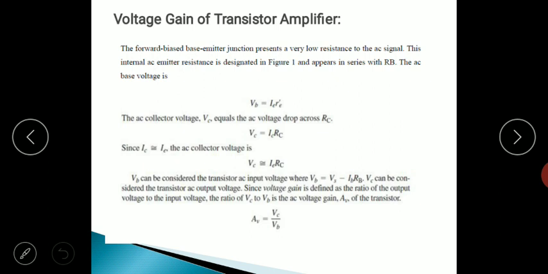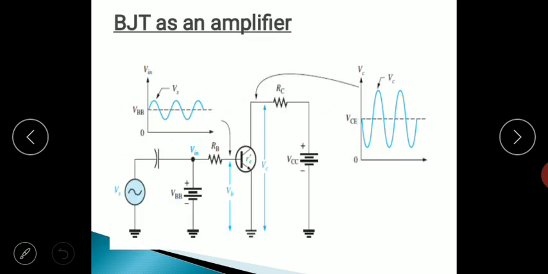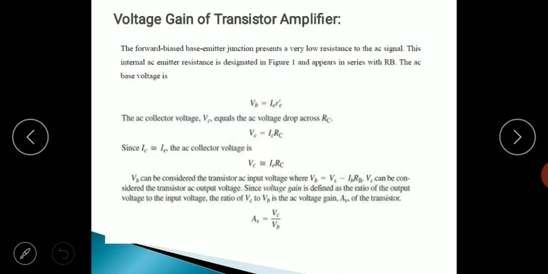Then the base voltage VB, that is the voltage what we get here, can be written as IB into RE or RE dash, where the RE dash what I have shown is the effective resistance seen into the input terminals of the transistor. Similarly, the AC voltage across the load RC is given by VC is equal to IC into RC. If you take across collector emitter voltage, it is VCC minus IC into RC. But if you take across the load, it is IC into RC.